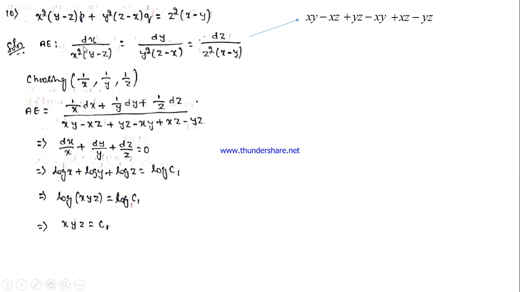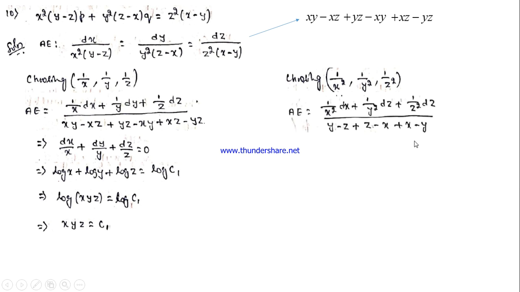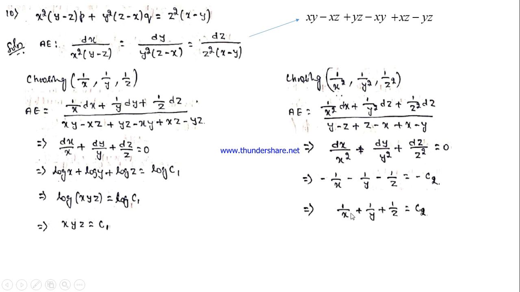Now further, if you divide this by x square, this by y square, this by z square, even in that case the denominator will be 0 if I just add them. So I will choose 1 by x square, 1 by y square and 1 by z square as my multipliers to have this expression, and integration of 1 by x square is minus 1 by x, and this is minus 1 by y, this is minus 1 by z, that is equal to minus c2. So my solution is 1 by x plus 1 by y plus 1 by z equal to constant, and you can write your answer.